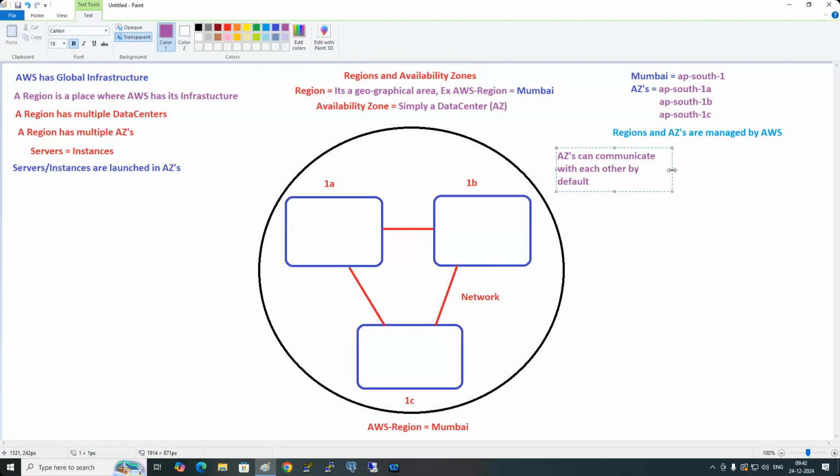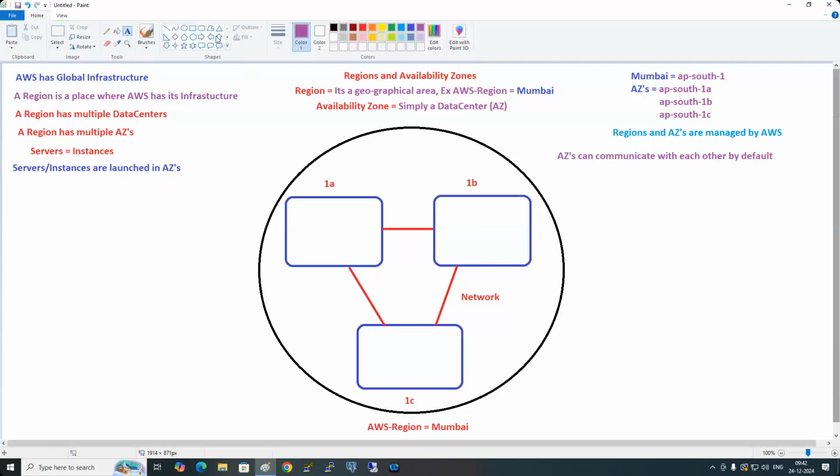So that means clearly, let me put one question here. If I launch one EC2 instance inside this availability zone, Nana, where do I launch the EC2 instance, in 1A or not? Can I launch an EC2 instance in 1A? Can I launch an EC2 instance in 1B? Can I launch an EC2 instance in 1C also? Anywhere I can launch, because EC2 instances are placed inside the availability zones.